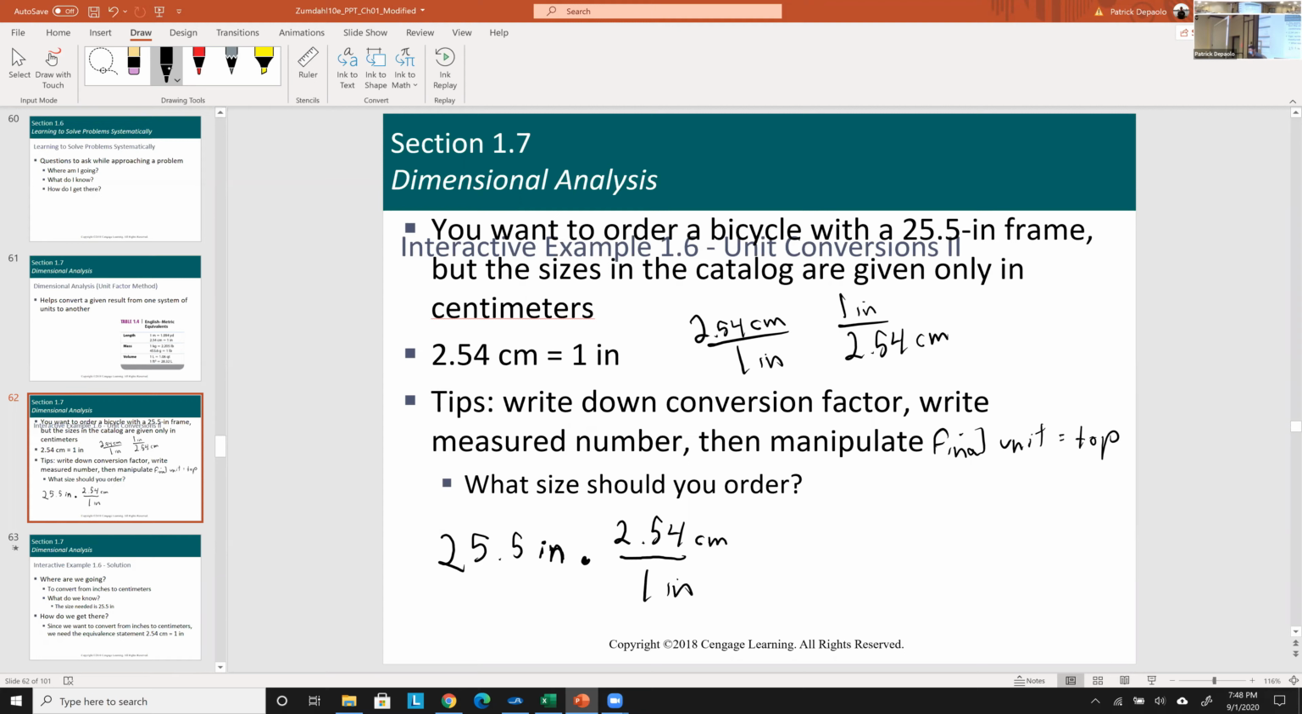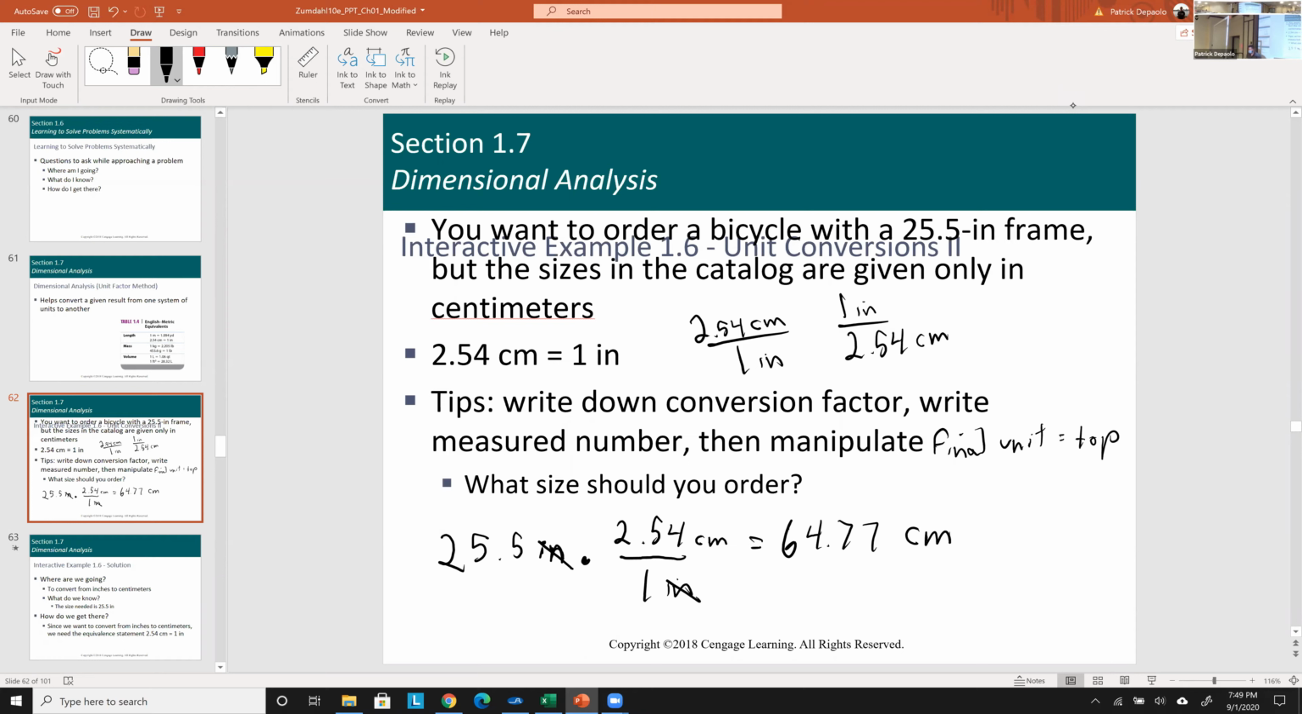And then you will cancel out. So you see how the inches in the numerator cancel with inches in the denominator, and you multiply 25.5 times 2.54, and you get 64.77. Great. Yeah, 64.77. But technically it's not the right answer. You fail. But because of sig figs.